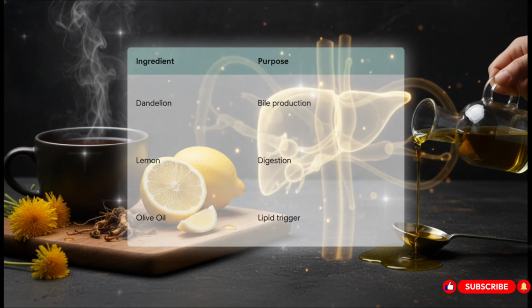First, dandelion root tea. It needs to be steeped incredibly strong, absolutely no flavorings. A 2017 study confirms this is the primary engine of the flush. It directly stimulates bile production.